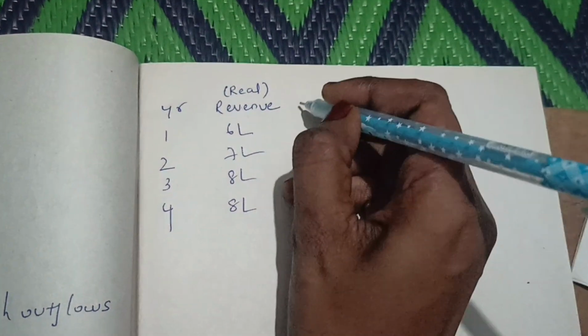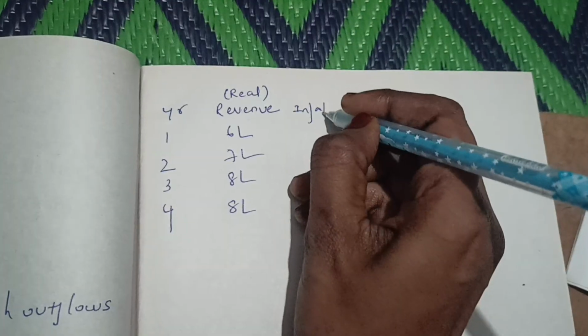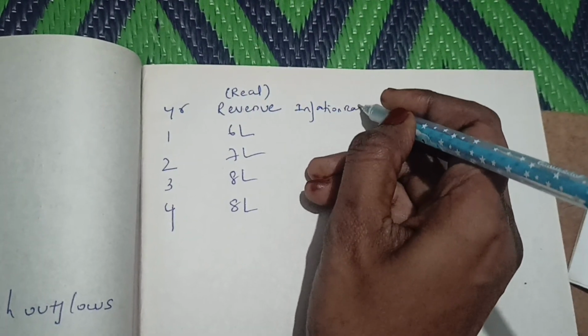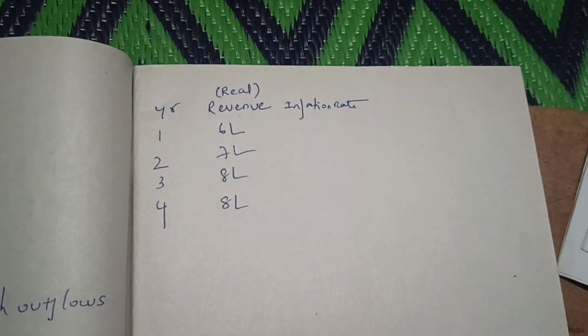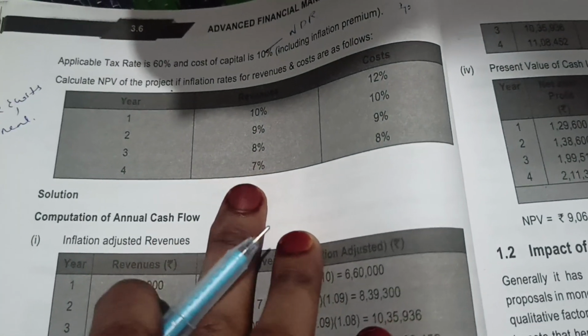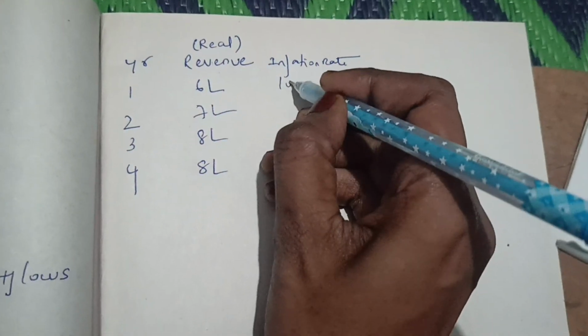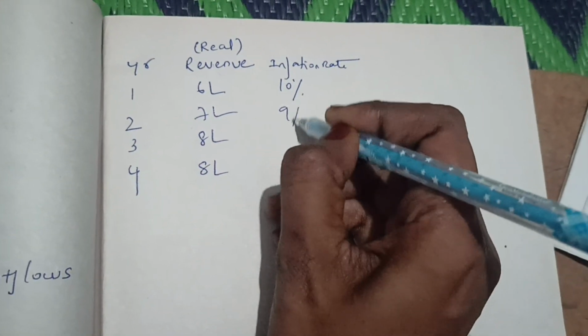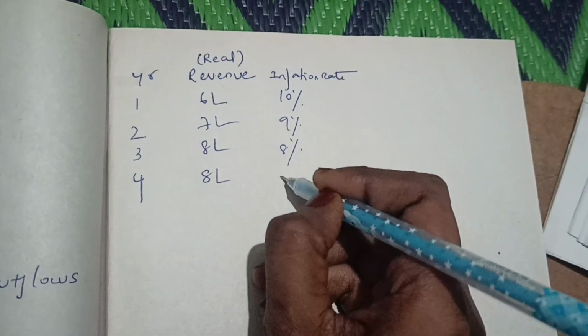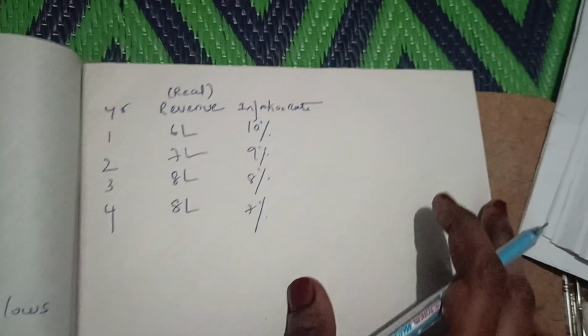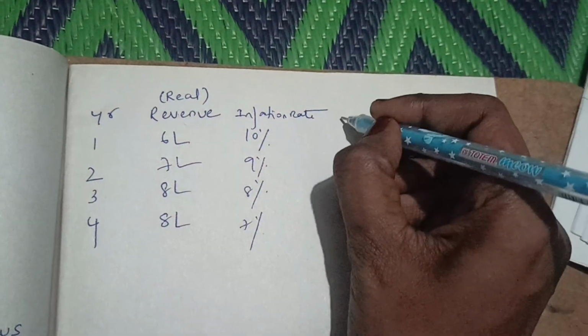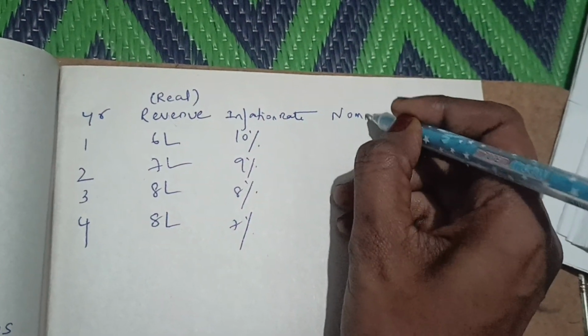Now, inflation rate is given separately for each year. See here, 10%, 9%, 8% and 7%. So I'll be noting down here 10%, 9%, 8%, 7%. Now, nominal revenues.